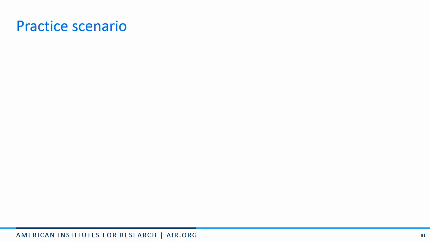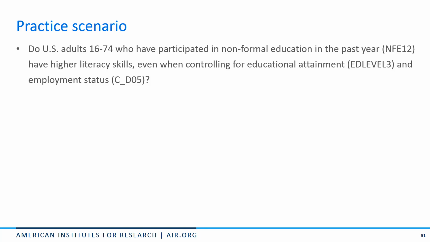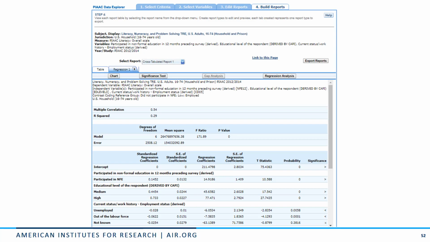Now that we have covered all of the features of the IDE, we will give you one last practice scenario. Do U.S. adults 16 to 74 who have participated in non-formal education in the past year have higher literacy skills, even when controlling for educational attainment and employment status? Please pause if you want to conduct your own practice analysis. Here are the regression results for this question.